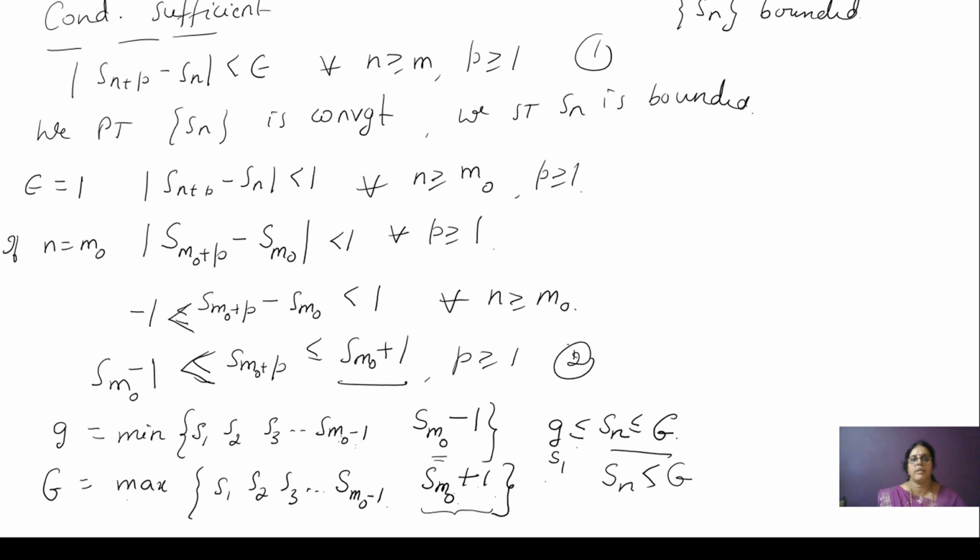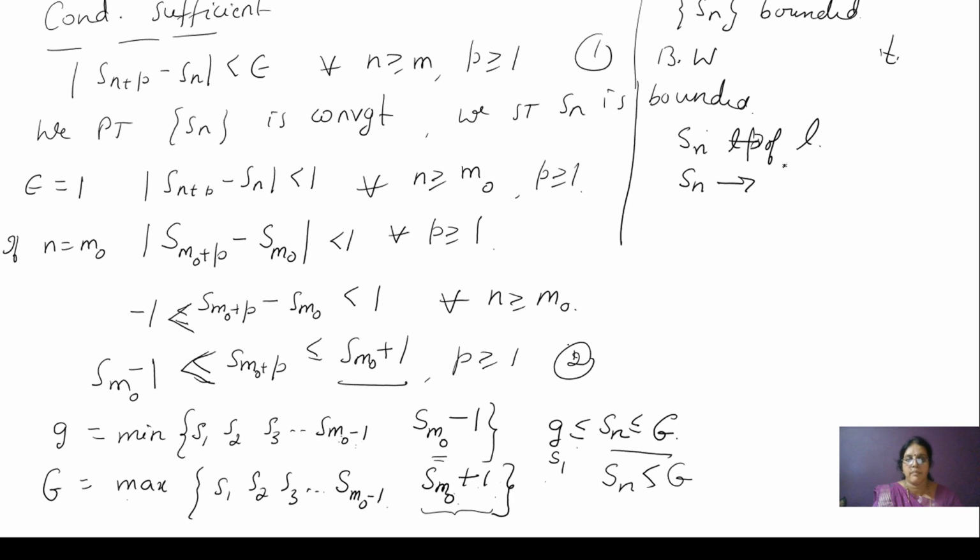So now we apply the Bolzano-Weierstrass theorem, which says that every bounded sequence, that is, if S_n is a bounded sequence, has at least one limit point. Every bounded sequence has at least one limit point. So take the limit point of S_n as L. Now we show that S_n converges to L.